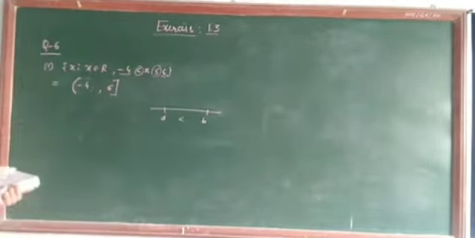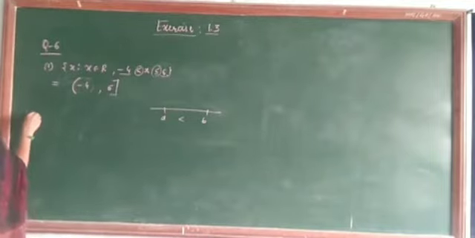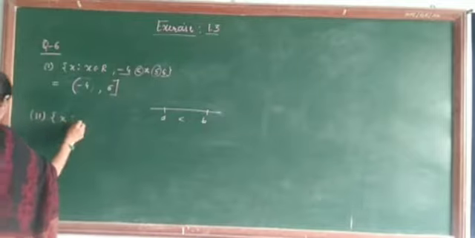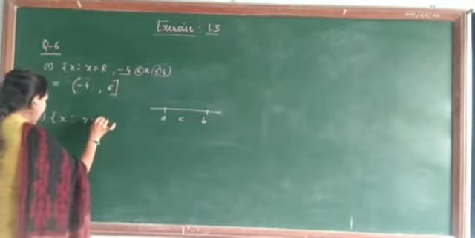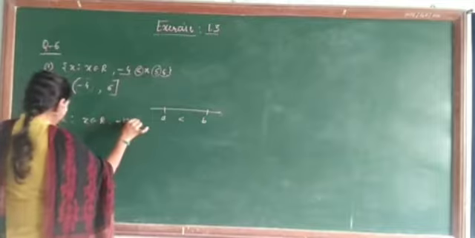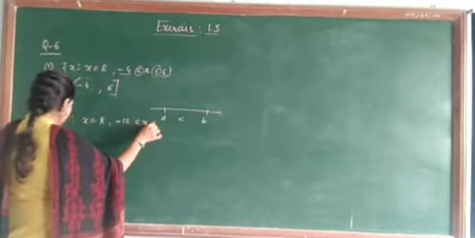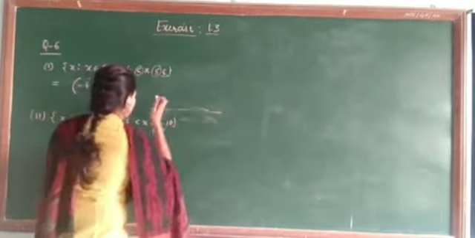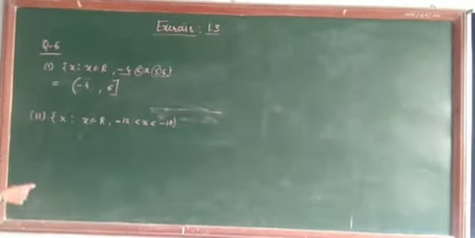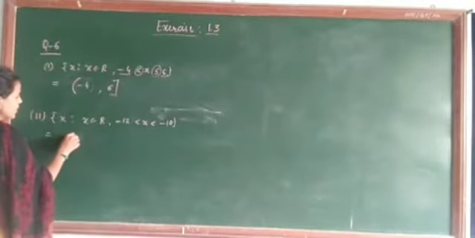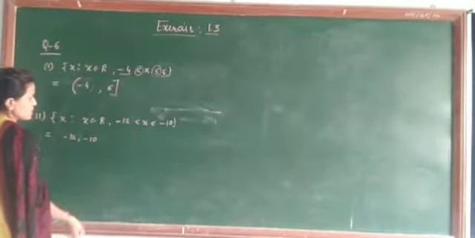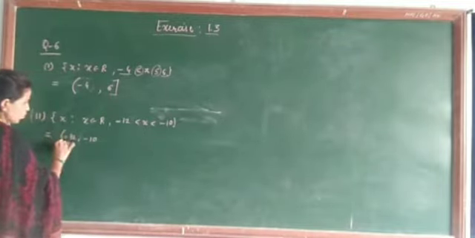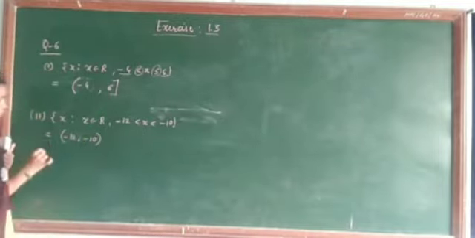Now next is the second one. The second one given is: all x such that x belongs to R, -12 less than x less than -10. This we have to write down as an interval. First write down the numbers -12 and -10. Check the symbol here. Here it is only less than, so open. That is also only less than, so open.